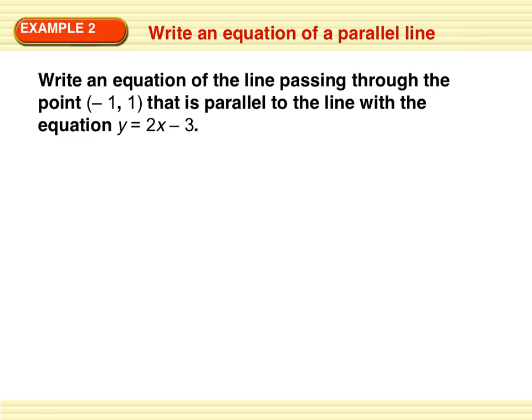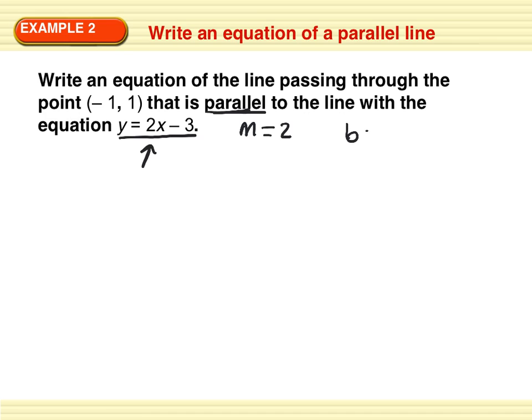Okay, so this says write an equation of the line passing through the point -1, 1 that is parallel to the line with the equation of y equals 2x minus 3. If something is parallel to this line, why do I care about that? What is important about that? They have the same slope. And what is the slope of this line right here? The slope of that line is 2, which means the slope of our line will be 2 as well because they are parallel.